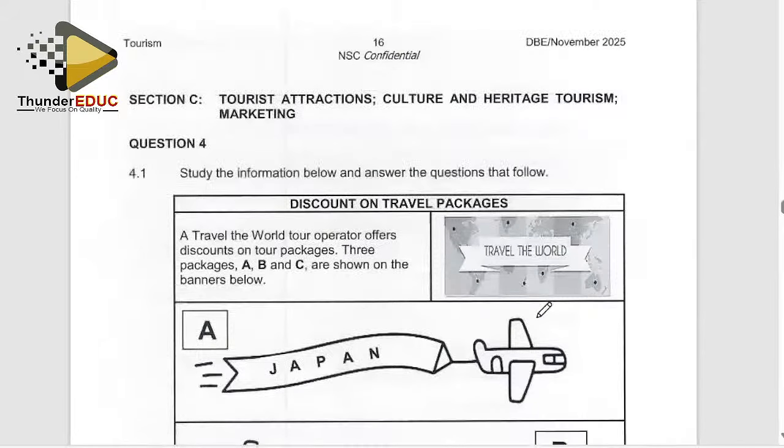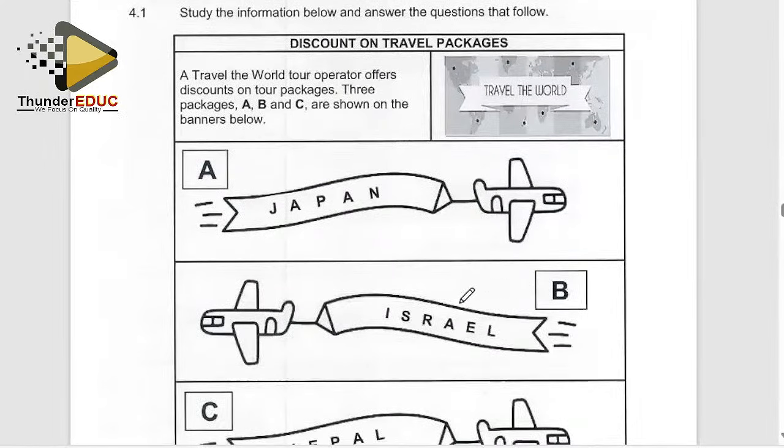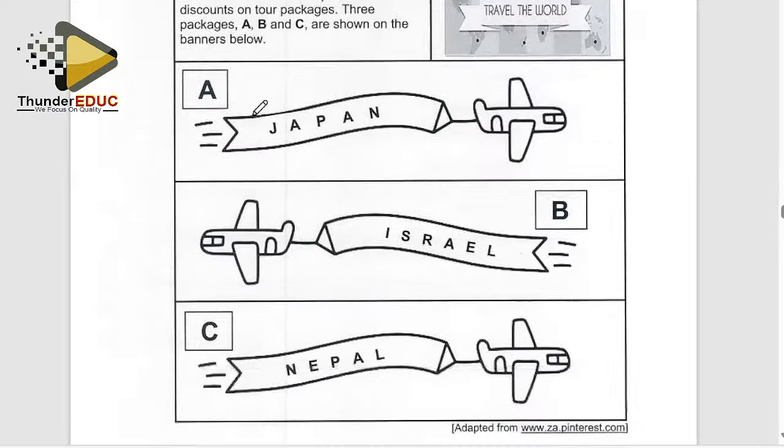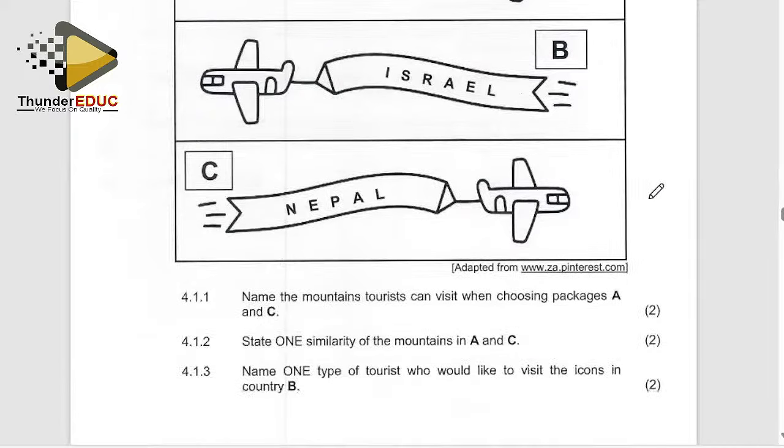Now, moving on to the next one, tourist attractions, culture, heritage, and tourism marketing. Study the information below and answer the questions that follow. Travel the World operator offers discounts on tour packages. Three packages A, B, and C are shown on the banners below. The first one, A, is a flight to Japan. B, a flight to Israel. Then C, a flight to Nepal.